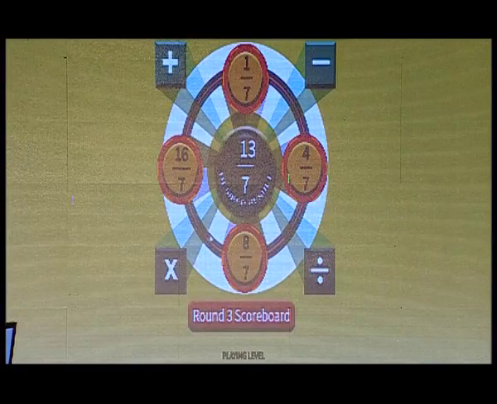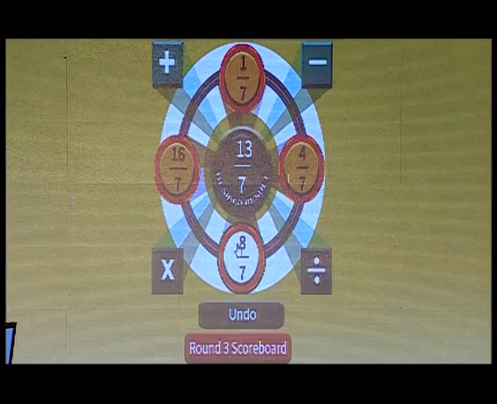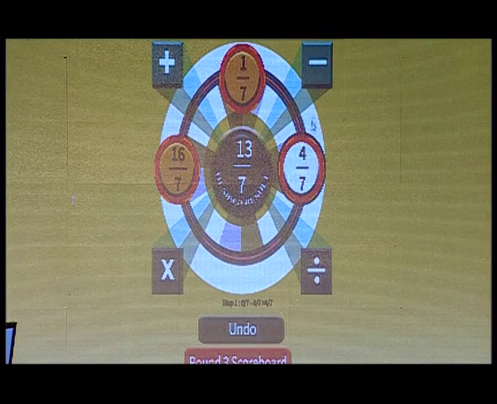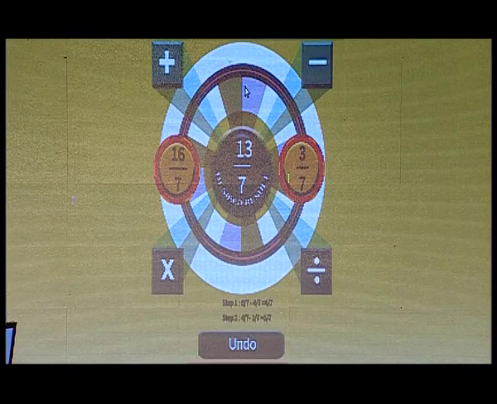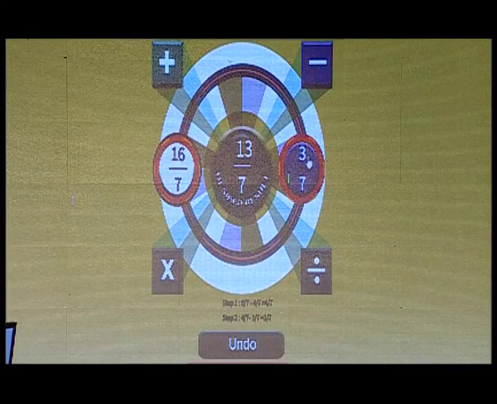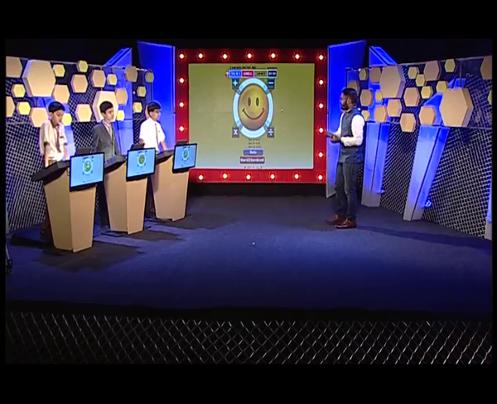So explain to me what happens. Sir, first I took 8 by 7. Then I subtracted 4 by 7 from it. Then again I subtracted 1 by 7 from that. Then I got 3 by 7. I subtracted 3 by 7 from 16 by 7. Well done. Nicely worked out. It was almost an anti-clockwise direction that you went around decimating whatever numbers were available.